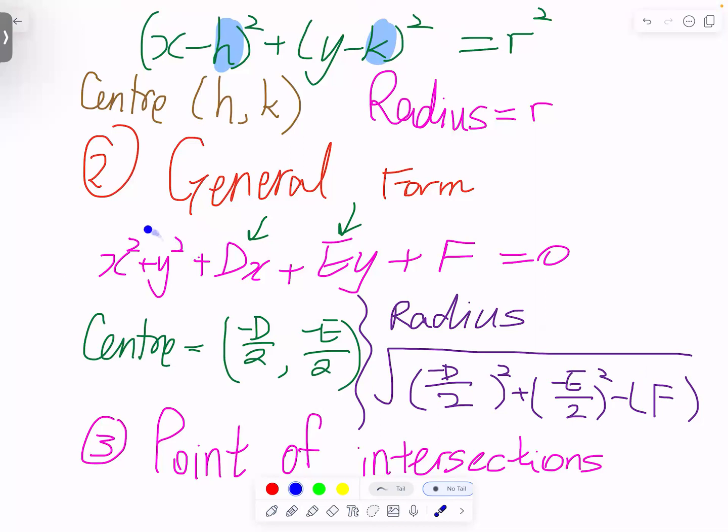Most importantly, remember the equations are only applicable when the coefficient of x squared and y squared are 1. Okay, next thing.